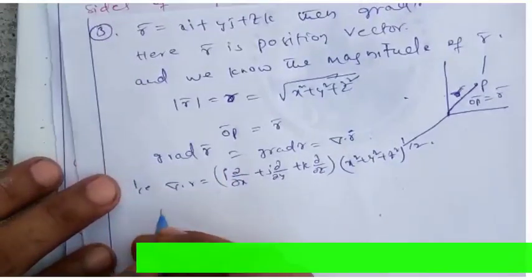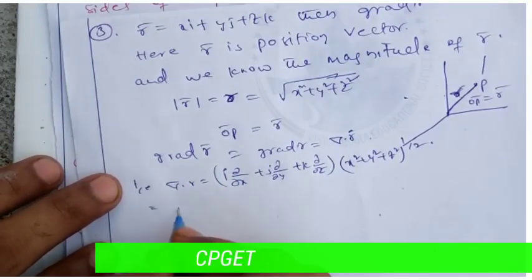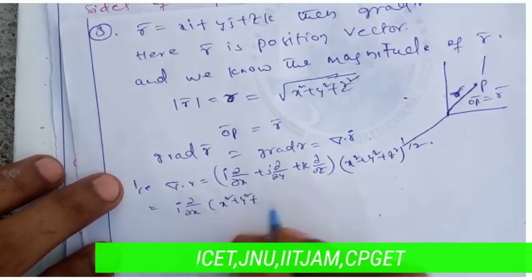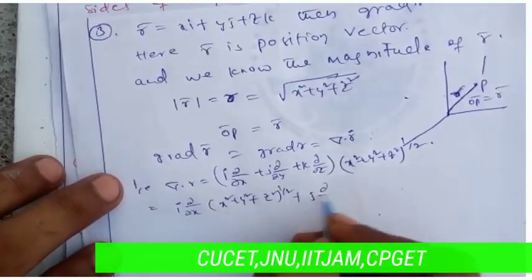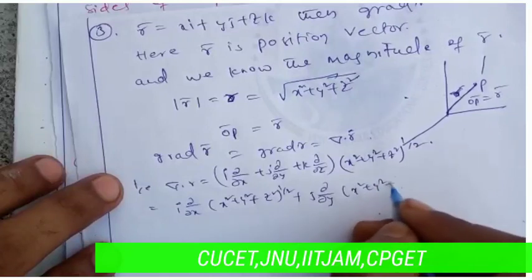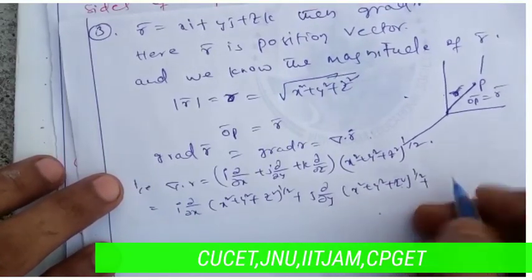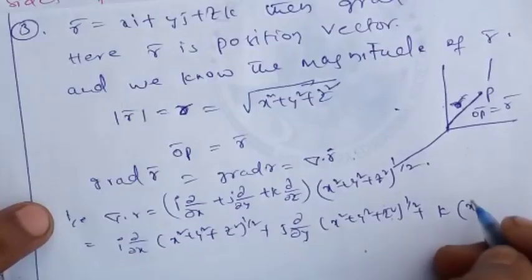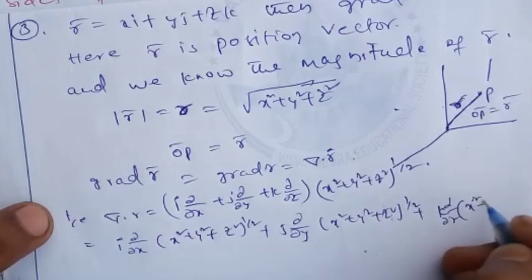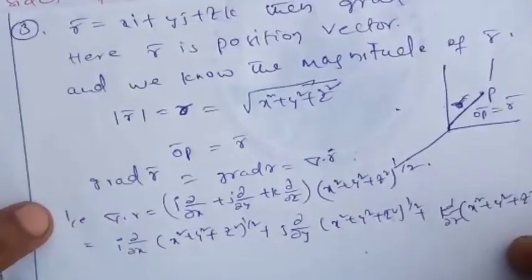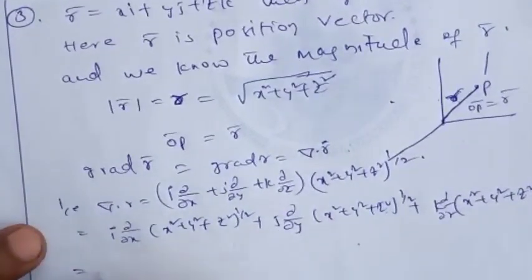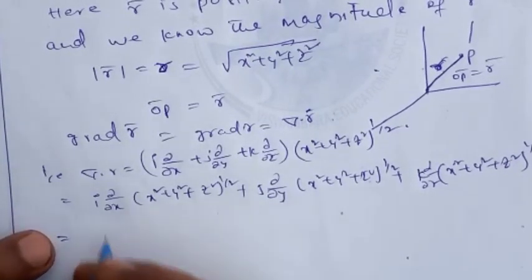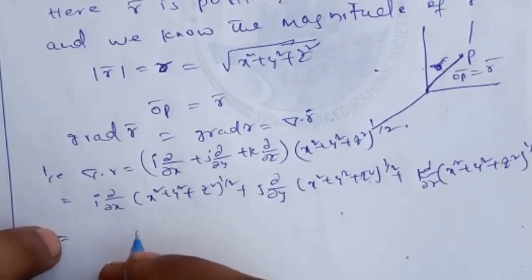Now doing the calculations, that is i into dou by dou x of (x square plus y square plus z square) whole power 1 by 2, plus j into dou by dou y of (x square plus y square plus z square) whole power 1 by 2, plus k into dou by dou z of (x square plus y square plus z square) whole power 1 by 2, that is equals to, we are performing partial differentiation with respect to x, y and z.